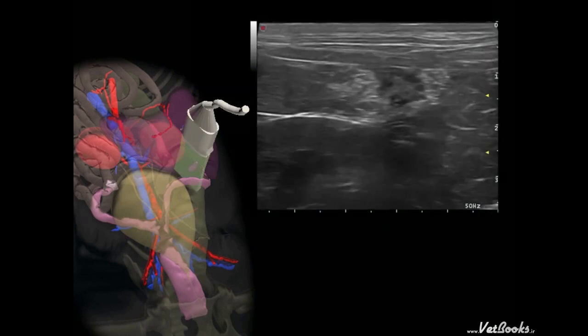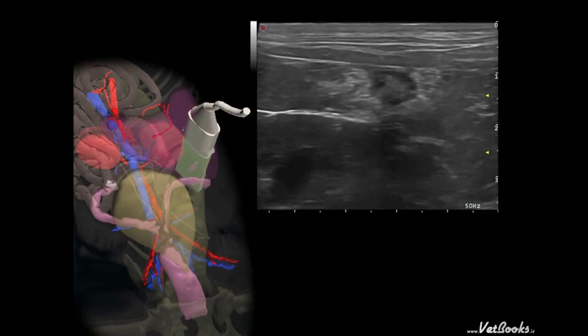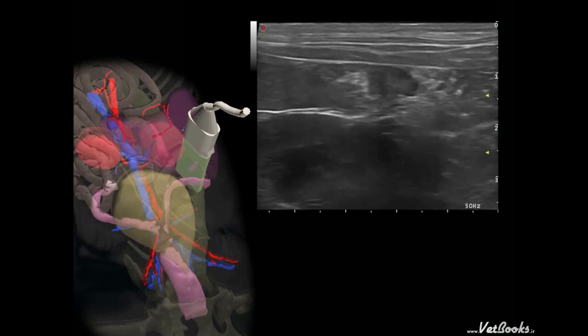A linear probe can be useful to evaluate the ovaries and uterus, as long as they're close enough to the body wall. Here we can see the left ovary with the adjacent kidney and spleen. The ovary is oval-shaped, slightly irregular, and with a non-uniform texture due to several fluid-filled and solid corpora luteae in this female in diestrus.